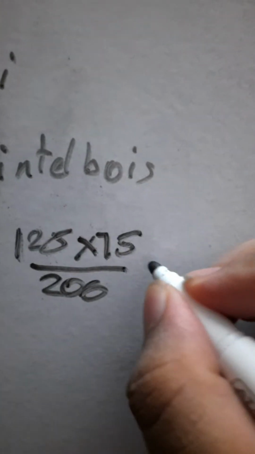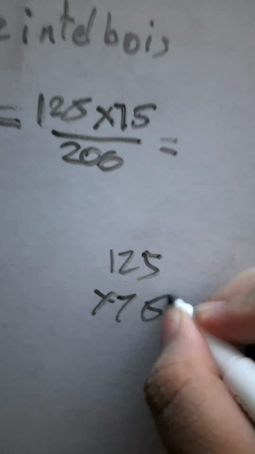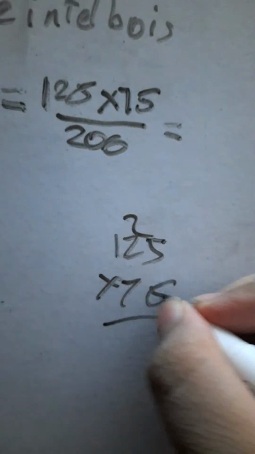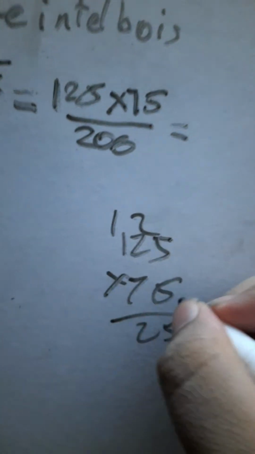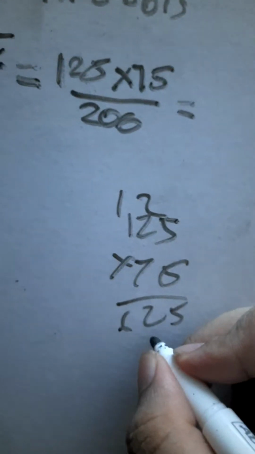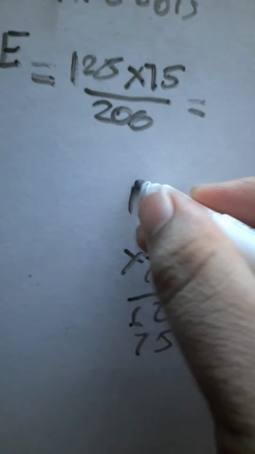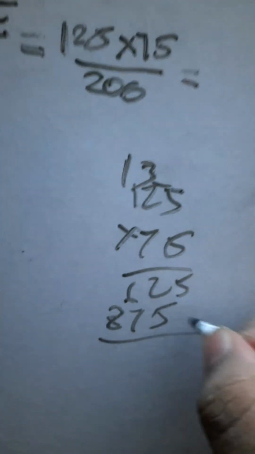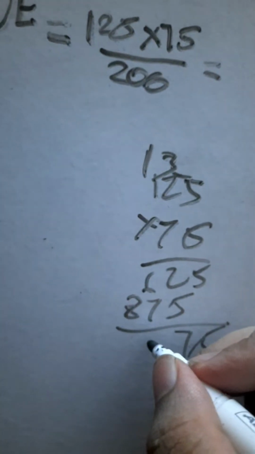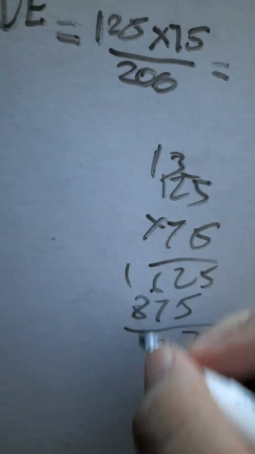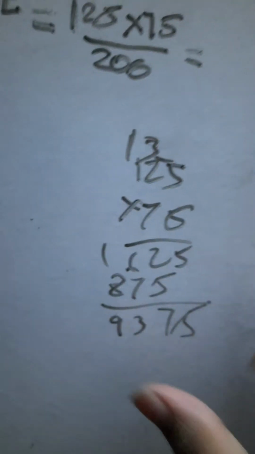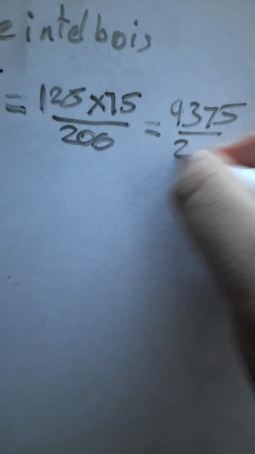So 125 into 75, let me do that. So 9375 is the answer. This is going to be a separate table, by the way.